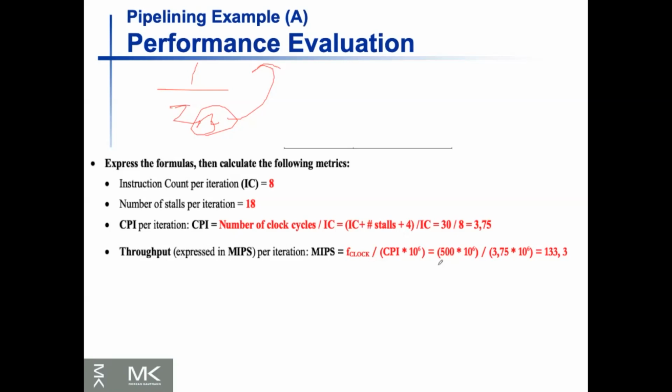So that would be your 500 multiplied by 10 to the power of 6, right? What's the purpose of +4 in the denominator? Because, are you talking about this?